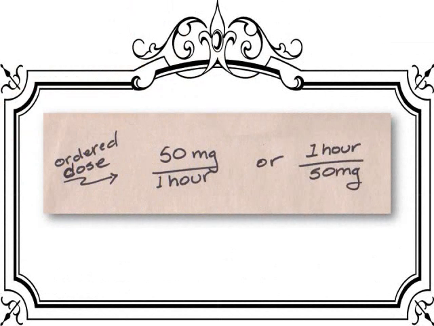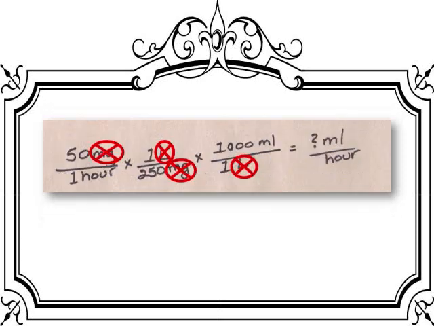We have an ordered dose of 50 milligrams per hour or 1 hour per 50 milligrams. Either way, same thing. We're looking at the same question. Which one are we going to put in the numerator? Well, we want to end up with hours in the denominator. See over on the right, it says how many milliliters per hour? So that's the first clue, that we want hours in the denominator.